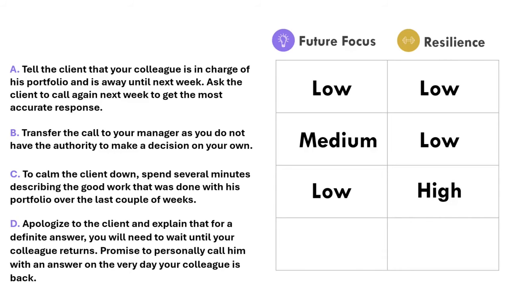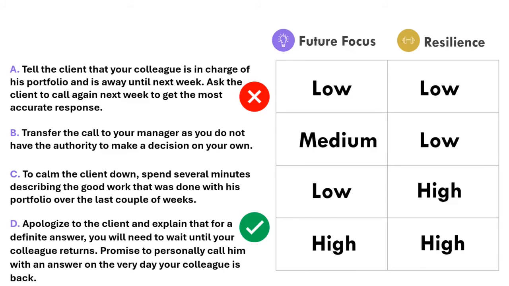Response C demonstrates resilience, as you do not avoid interacting with a client. However, by focusing on the past as a way to divert the client from the current problem and offering no meaningful resolution, this response shows a complete lack of future focus. The last response is the only one that demonstrates both resilience and future focus, by proactively tackling the issue on one hand and offering meaningful steps for resolving the conflict on the other. Considering these high, medium, low scores, we can easily see that response D is the most recommended and response A is the least recommended.